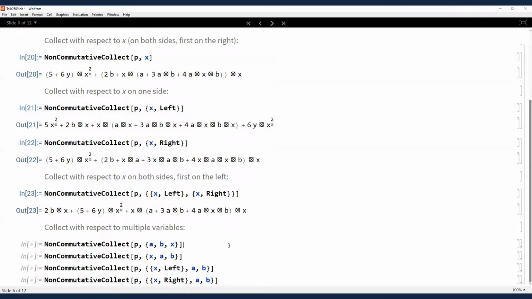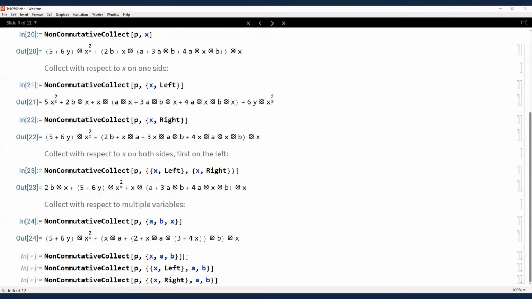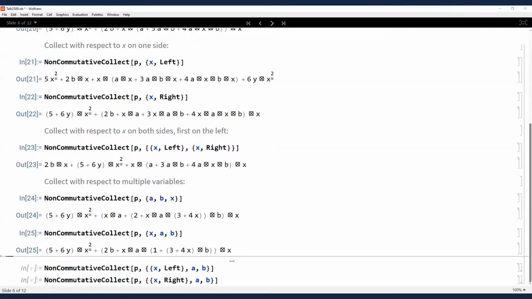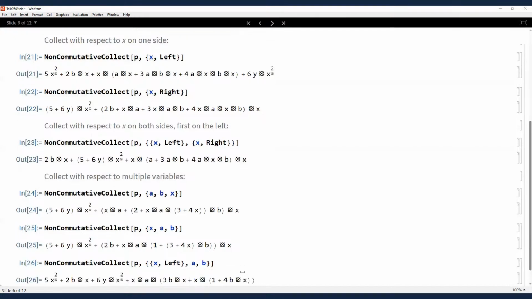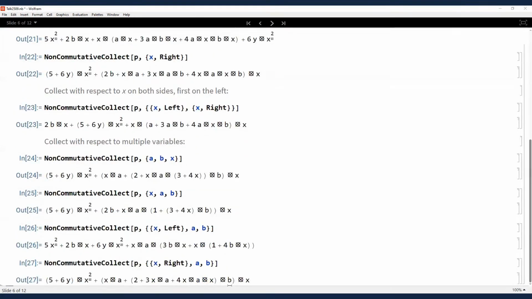And here is collection with respect to multiple variables in different order of collecting. We collect with respect to x only on the left, and here on the right. Again, each time we got a different result.